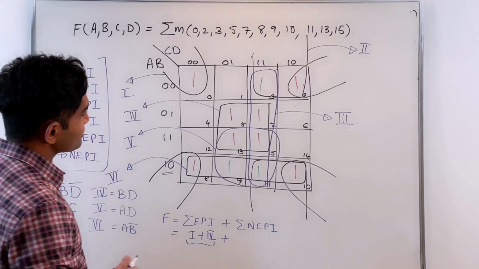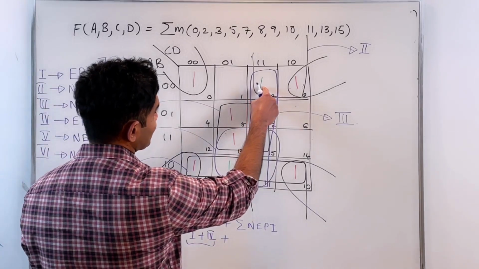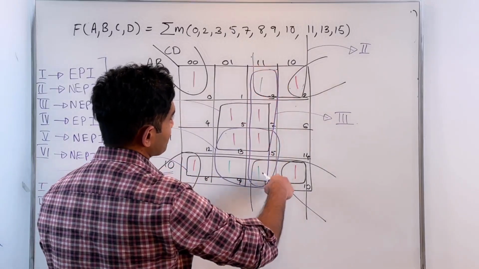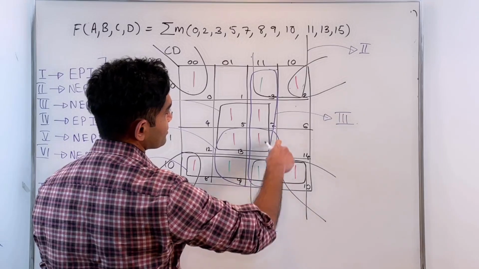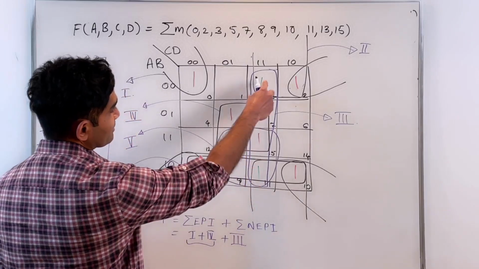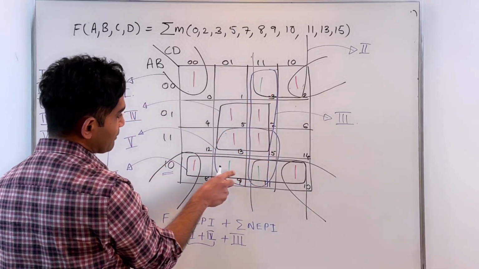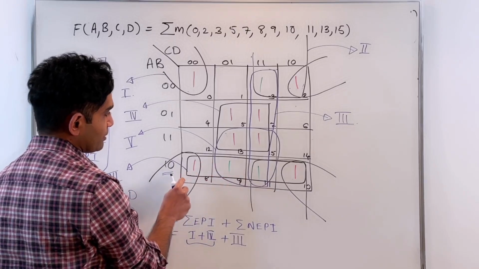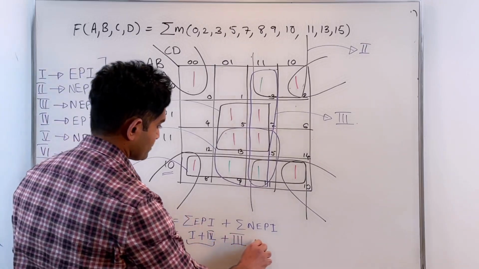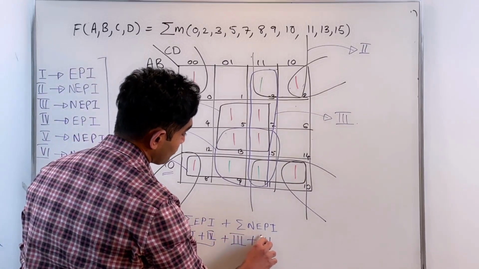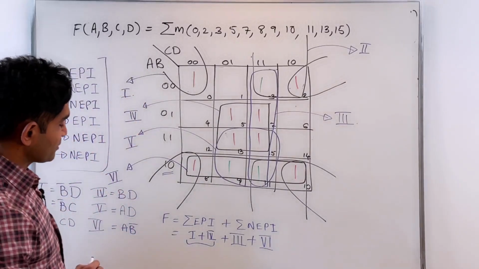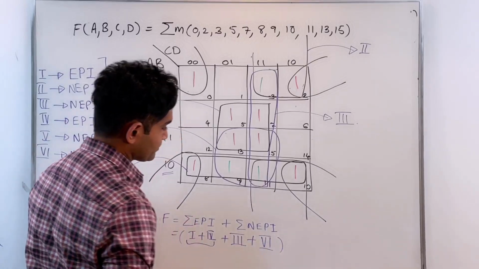So one possible way is to account for this particular one. Let me choose this non-essential prime implicant, which is 3. One of the possibilities would be 3, in which case these 2 ones are accounted for. I still have to account for this one, and I can account for that using this combination, which is 6. So that's one possibility. Do you see that? That's one of the ways of expressing the function.